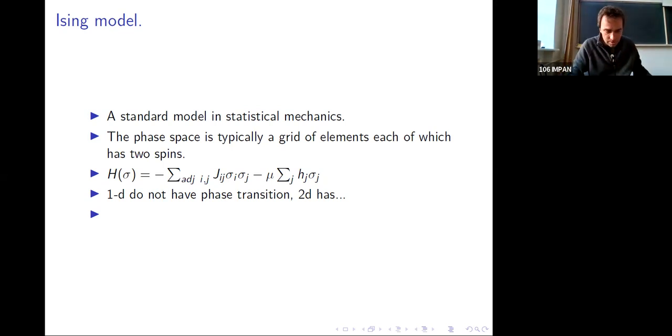That's a model proposed in the 1920s by Ising, a German statistical physicist, I would say. He proved analytically that in one dimension you do not have a phase transition. Then in the 1940s it was proved that in two dimensions there is a phase transition. We don't know about dimension three. In dimension four and higher, they use something called mean field theory to prove the phase transition for all dimensions higher than four.